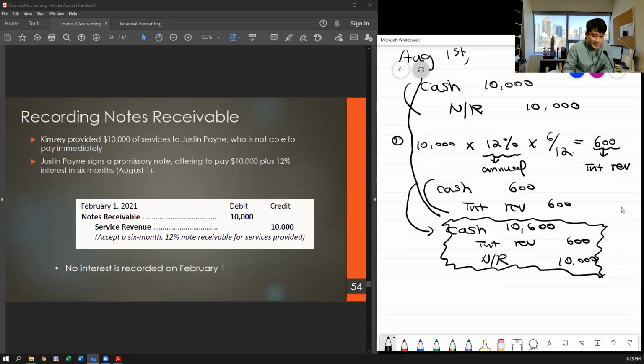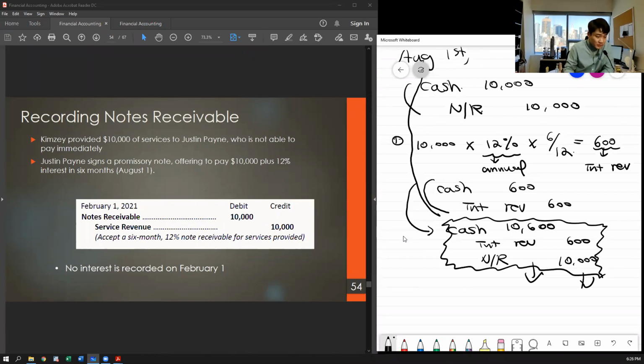Yeah, question. Does it matter which order you put it in, interest revenue and notes receivable? What's the question? Does it matter that you wrote interest revenue before notes receivable? No, it doesn't matter. The order doesn't matter. As long as the debits and credits balance, you are good. You're pretty much in good shape. Okay, thank you. Just curious. Any other questions?